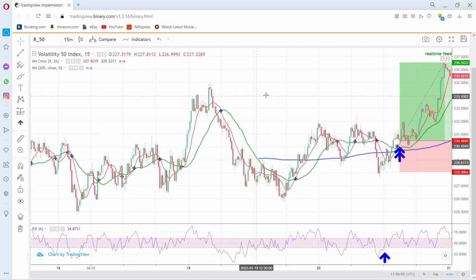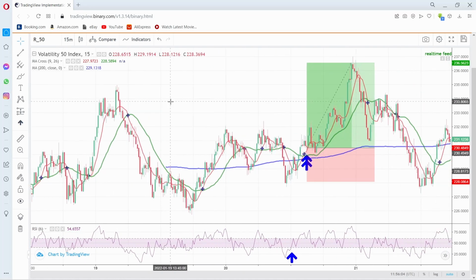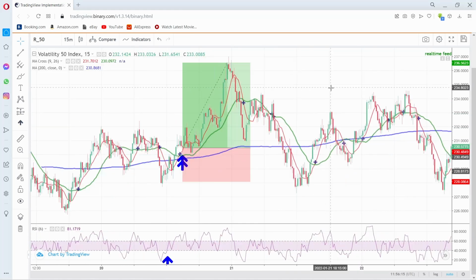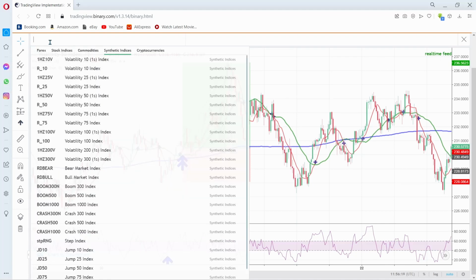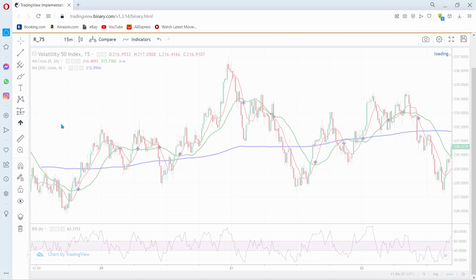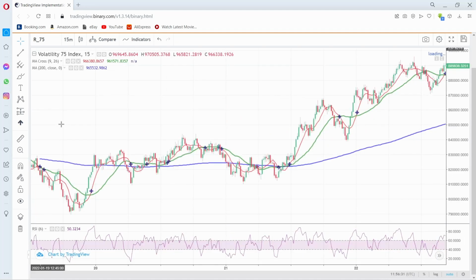So this strategy, you can use it on synthetic indices, on metals, whenever you are trading gold, on currency pairs, on Bitcoin, you can trade it. Let me try to show you that, guys. Let's go on Volatility 75, V75, one of the most popular synthetic indices, and it's one of the most brutal as well. It is what it is, guys.